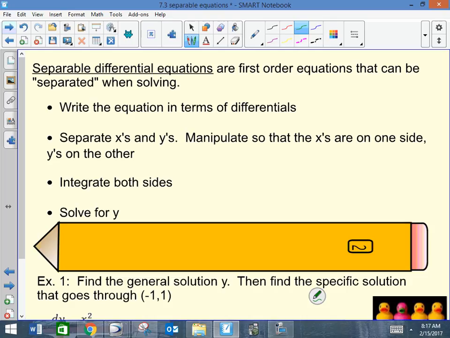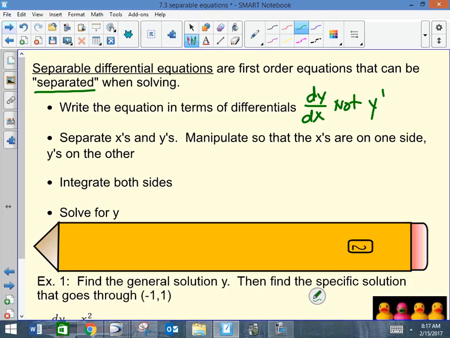The separable differential equations are the equations that can be separated when solving. Write the equation in terms of differentials, write dy dx instead of y prime. You'll see why, because we're going to separate the dy from the dx. Dy is going to be on one side, the dx on the other side. So the next step is to separate your x's and your y's. The dx will go with the x, the dy will go with the y.